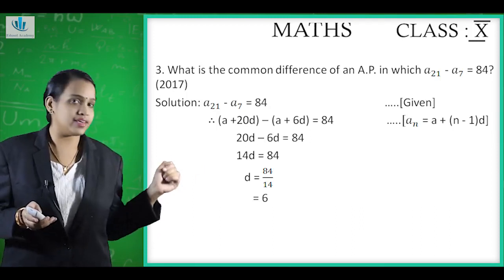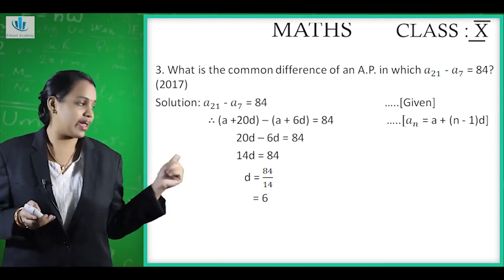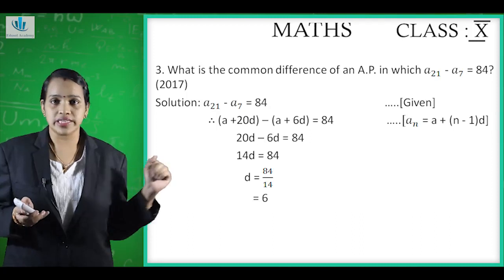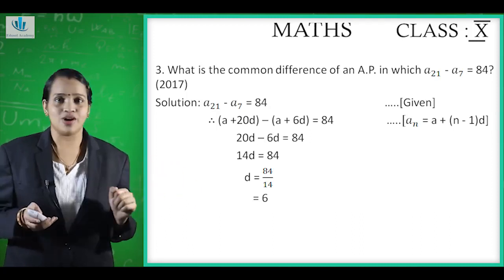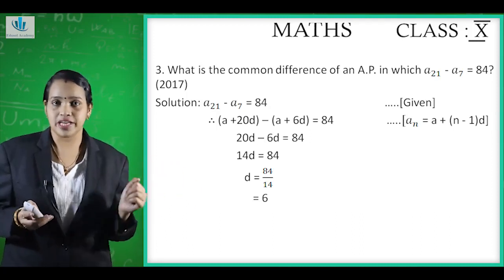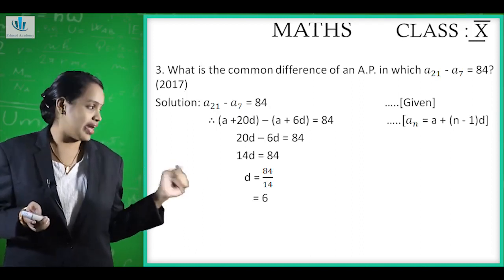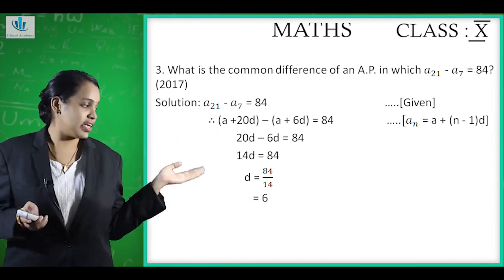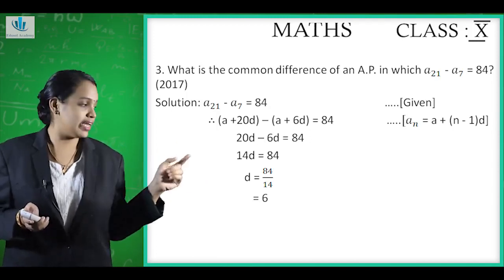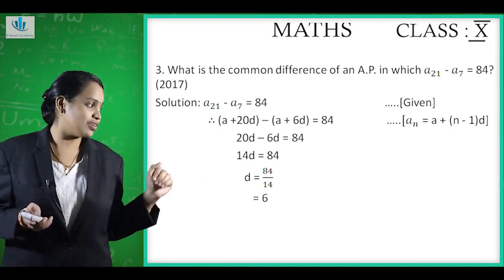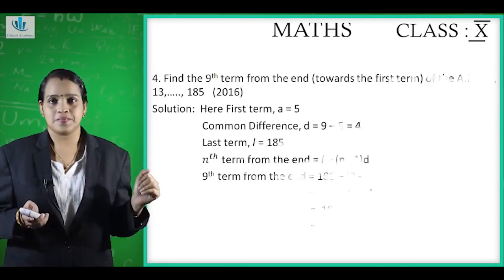Now, as A is common, you can see it gets cancelled. Therefore 20D minus 6D is equal to 84. 20D minus 6D is equal to 14D, which is equal to 84. When we take 14 on the other side, D is equal to 84 upon 14. Therefore D is equal to 6.